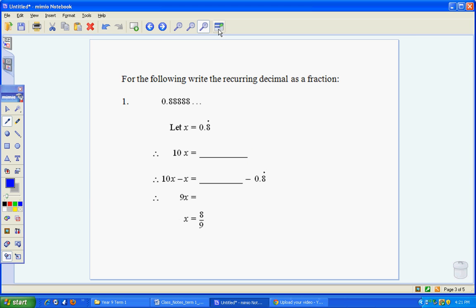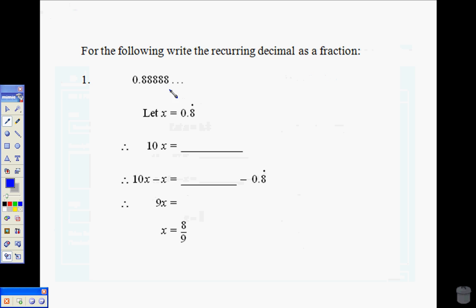Okay, let's have a look at a process where we can start to write recurring decimals as a fraction. So let's take 0.8 recurring. We know that's going to be 8 ninths. We just saw in our previous video that it's going to be 8 ninths. So the process we need to go through is we're going to involve some algebra.